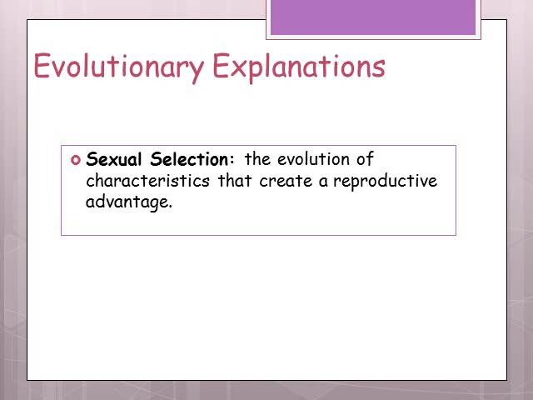Evolutionary explanations of partner preferences. So sexual selection is the evolution of characteristics that create a reproductive advantage. So that's any traits, behaviours that lead to an individual being able to reproduce. Therefore, those behaviours, traits and characteristics will be passed on to future offspring and future generations.